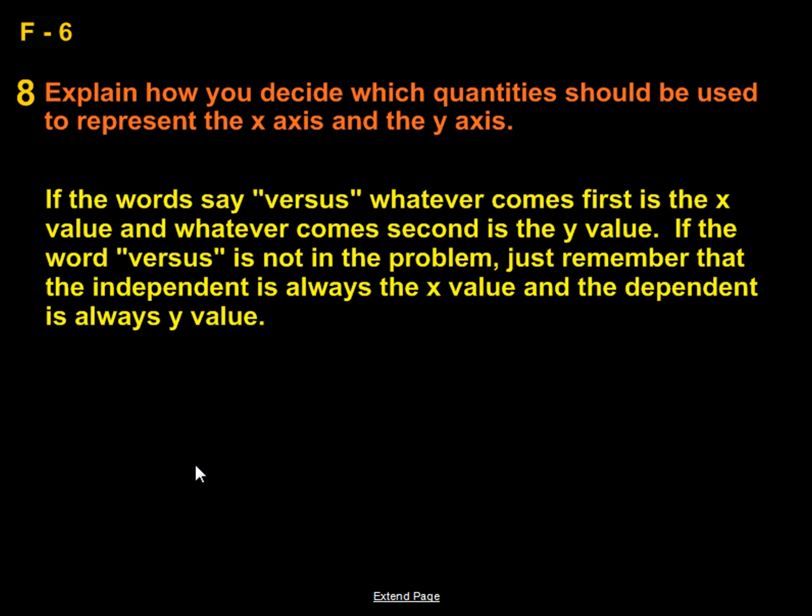And lastly, we're going to take a look at question number 8. Explain how you decide which quantities should be used to represent the x-axis and the y-axis. Well, this is simply if the word says versus, whatever comes first is the x value and whatever comes second is the y value, which we talked about. But if you don't see the word versus in the problem, then you have to just remember that the independent is always the x value and the dependent is always the y value.